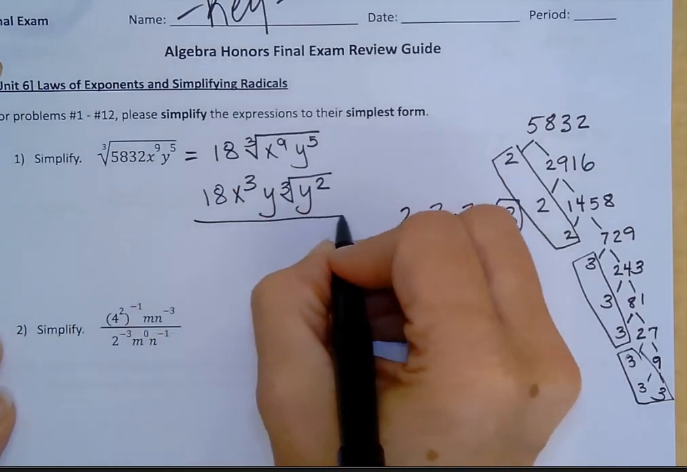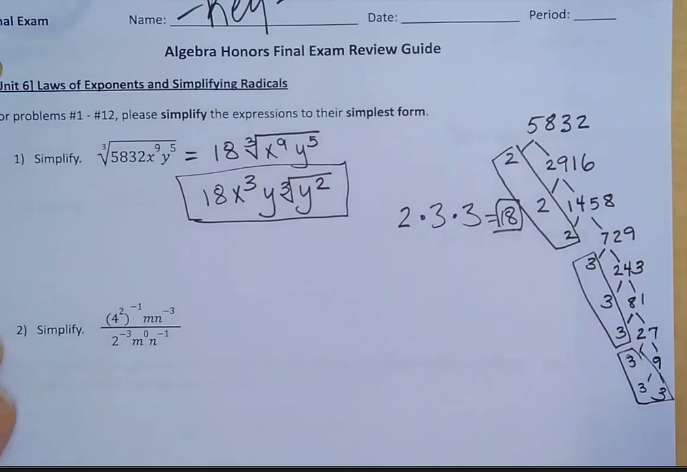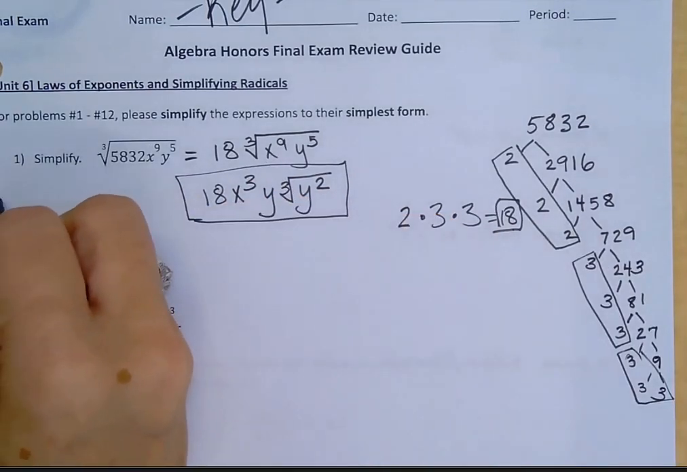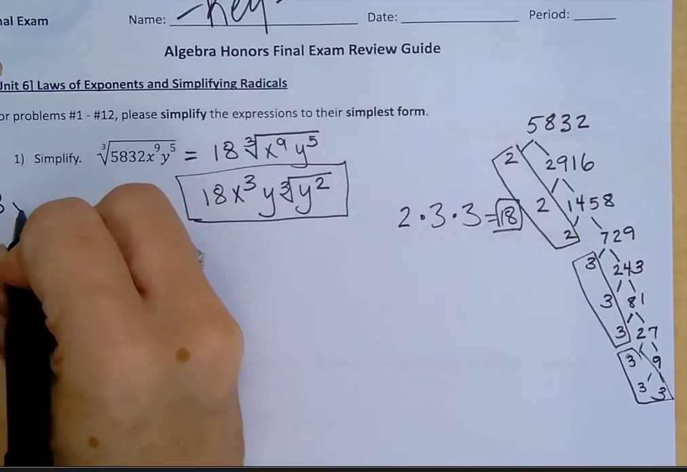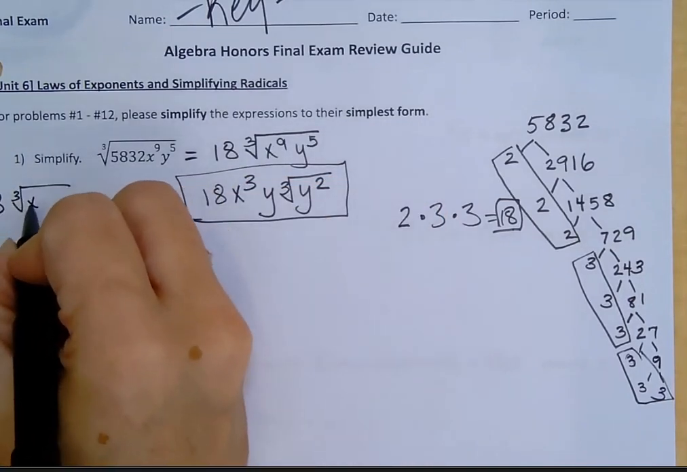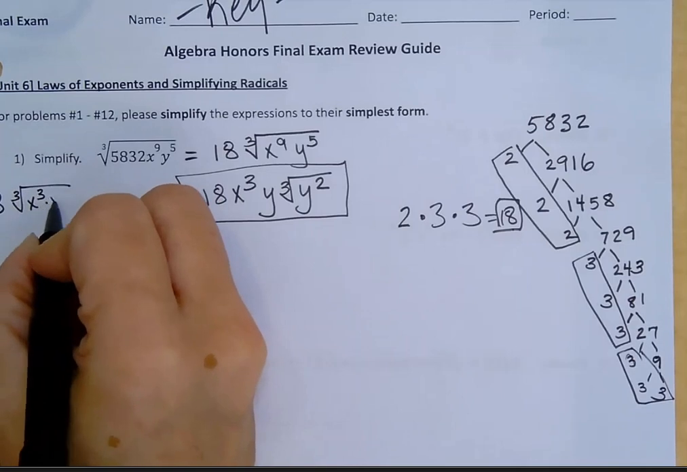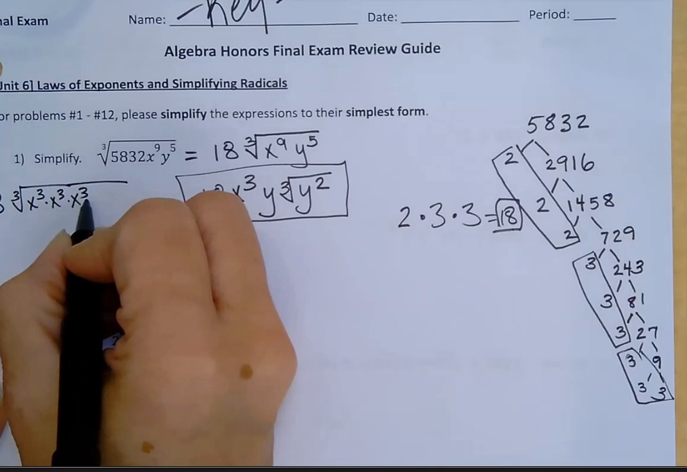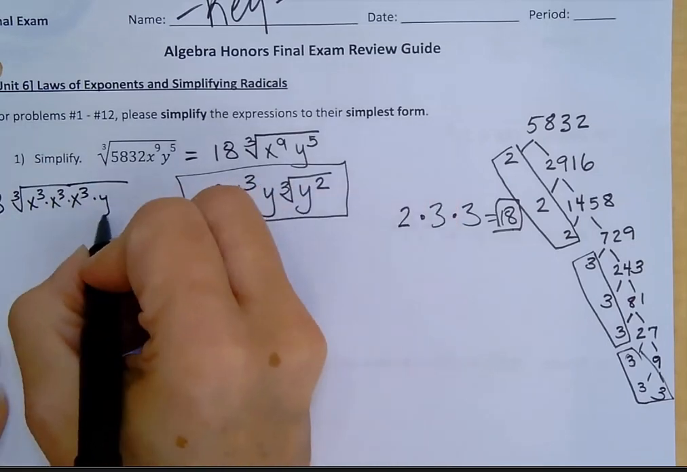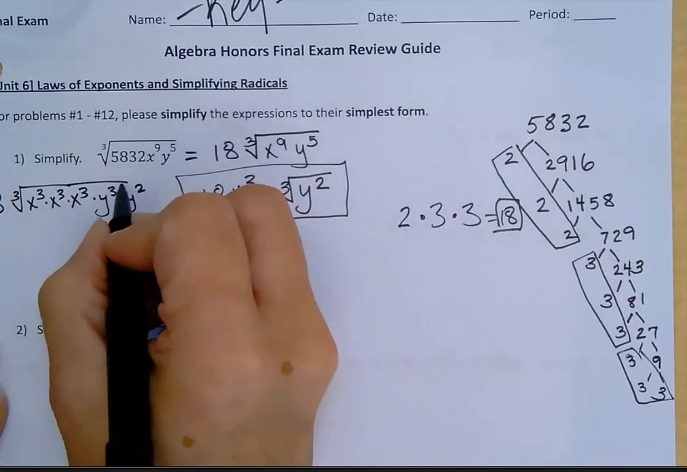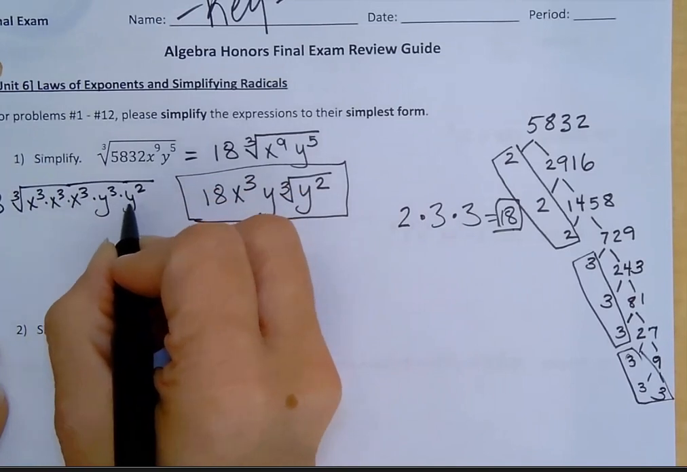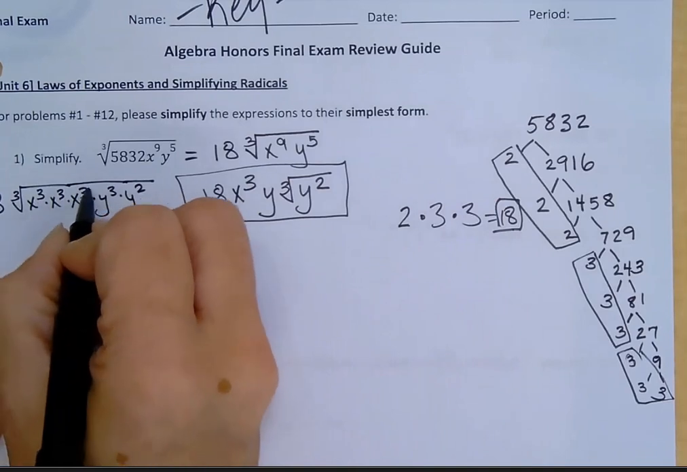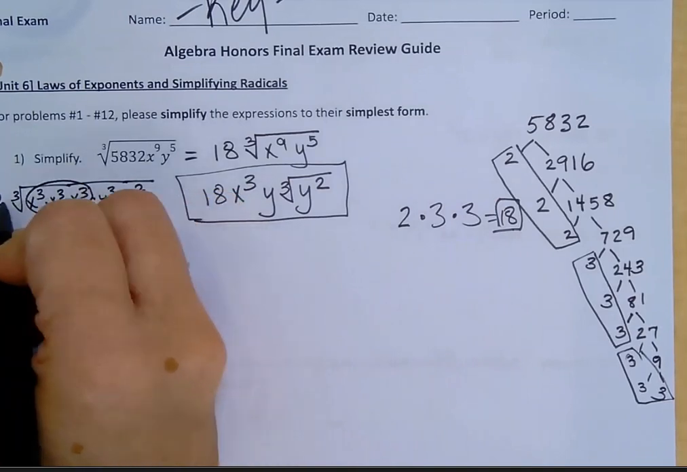Okay, so this is actually my final answer. If you want to see this done differently, we've already pulled our 18 out. So this is just looking at it differently. And I have the cube root of x to the 3 times x to the 3 times x to the 3, right? 3 plus 3 is 6, plus 3 more is 9. And then I have times y to the 3 times y squared. That would be y to the 3rd times y squared; you keep your base and you add the exponents. So here you can say I'm going to pull out a triplet.